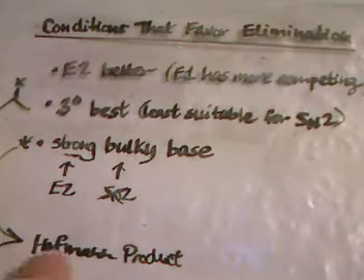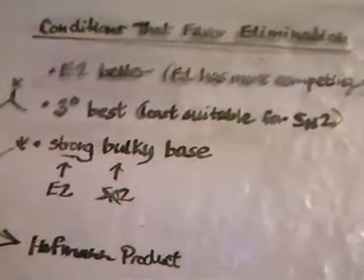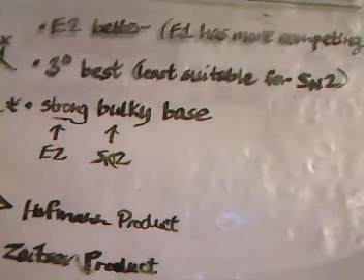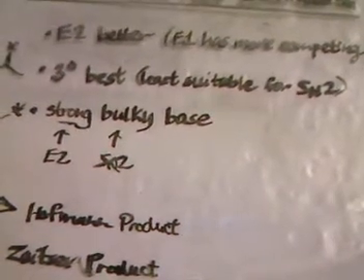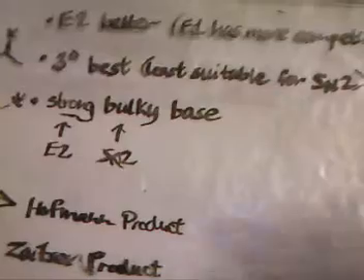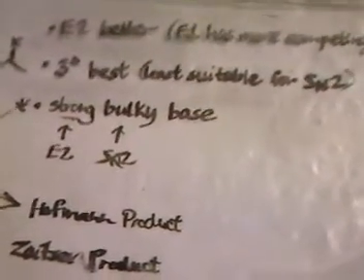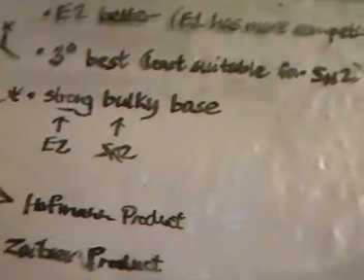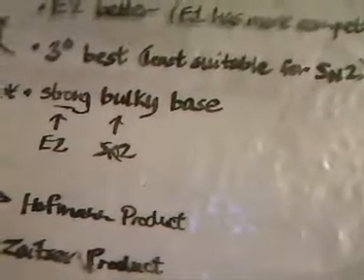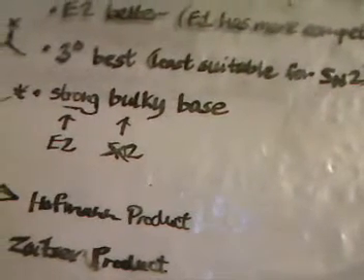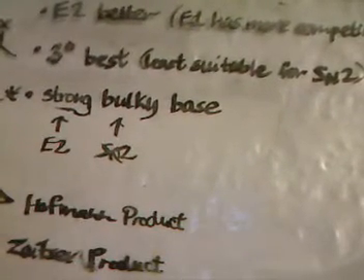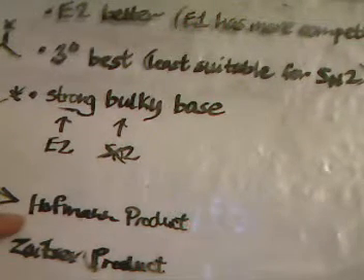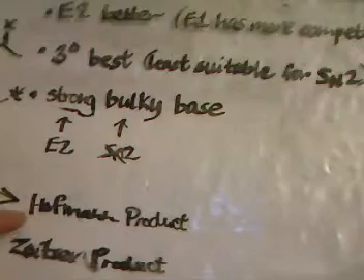Go back to one of the clips that discusses that. But the Zaitsev product basically is the most substituted product in elimination, meaning if two alkenes can be made from an elimination, because some substrates can be eliminated two ways at two different sites to give two different alkenes, the more substituted alkene is the one generally formed, which is what the Zaitsev rule is. And the least substituted alkene is the Hofmann product.